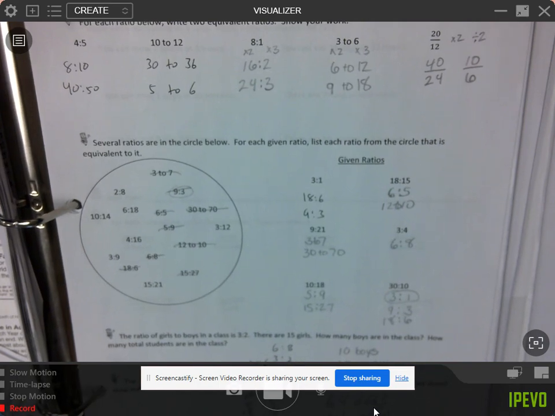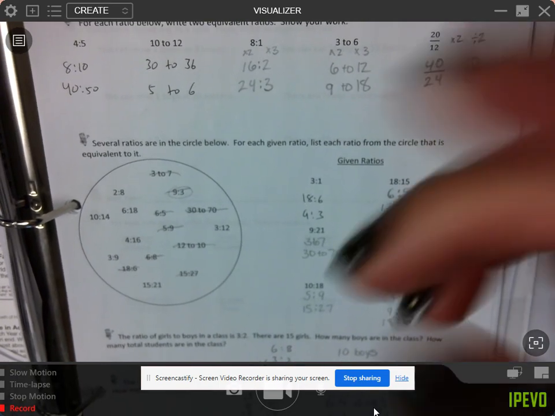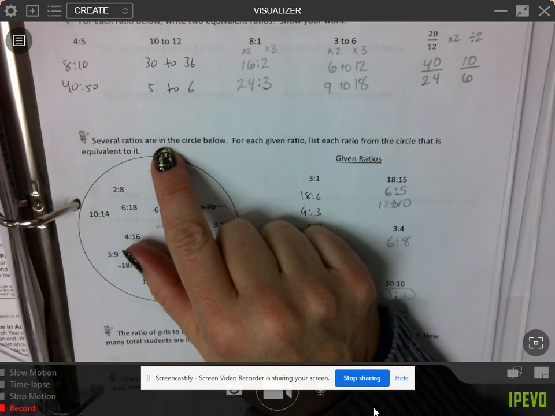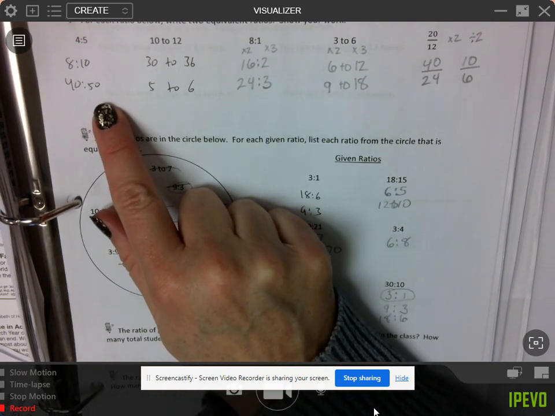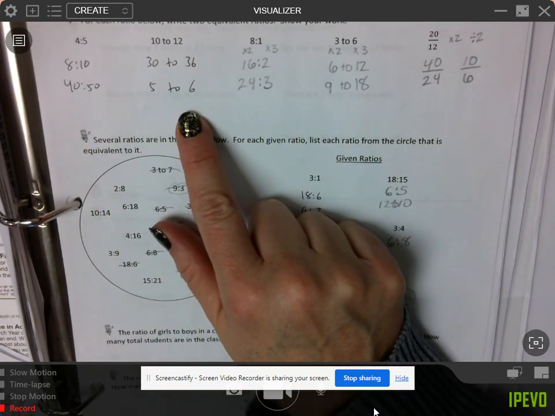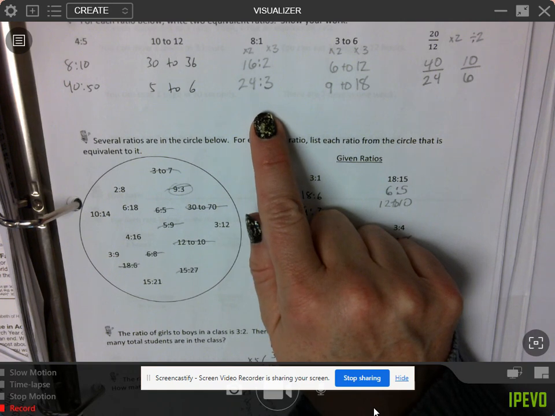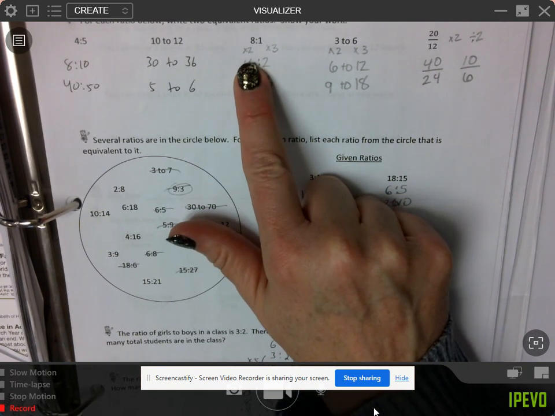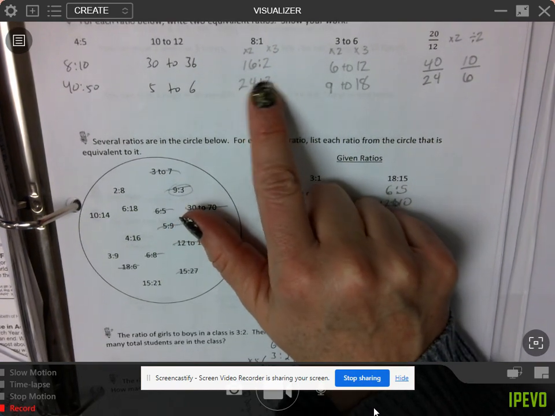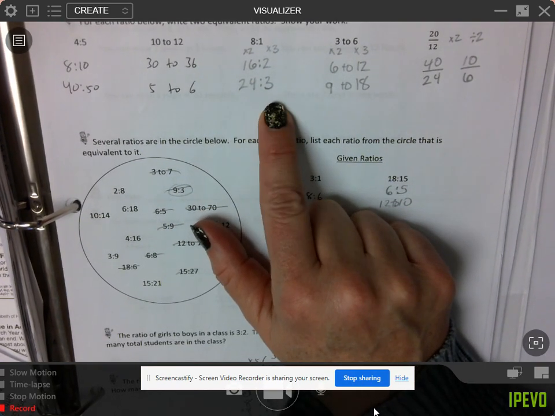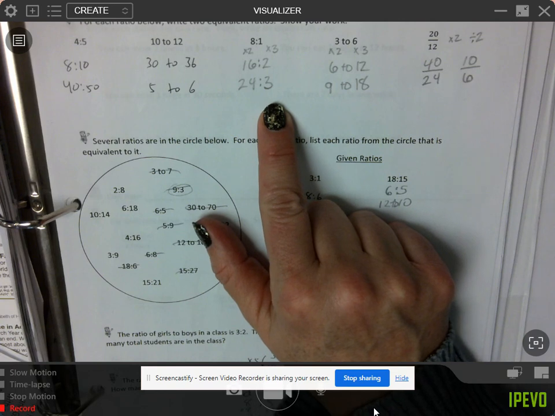So finding equivalent ratios, there could be numerous answers. Okay, we came up with some for 4 to 5, 10 to 12. Did we do 8 to 1 in class yesterday? No. Okay, so you could have, if you multiplied both sides by 2, 16 to 2, or 24 to 3. Somebody have a different one.